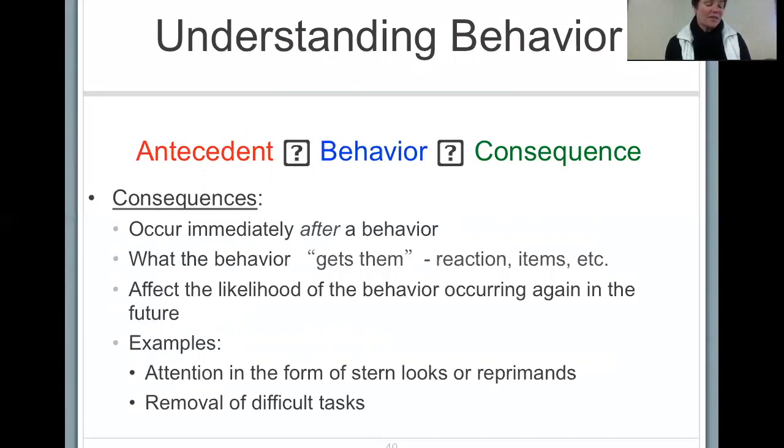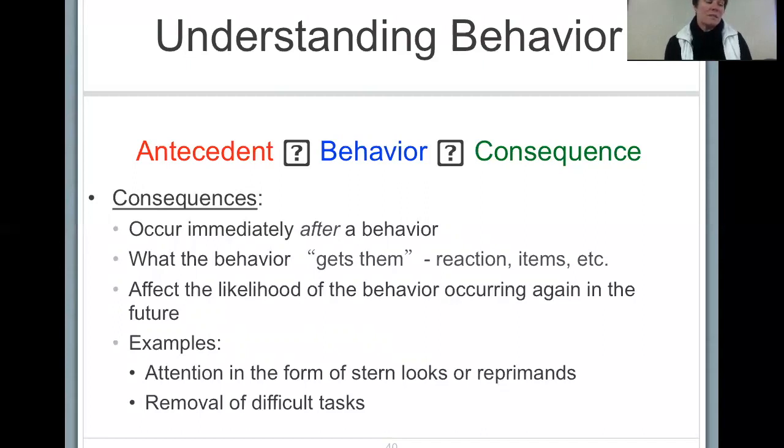Consequences greatly affect the likelihood of the behavior occurring again in the future. So if the problem behavior is getting the child what he wants, you can bet he's going to keep doing it because it's successful for him. Some examples of consequences for problem behavior can include a lot of attention in the form of stern looks or scolding, or saying, "No hitting, we don't hit our friends," or "Why did you do that? No throwing books."